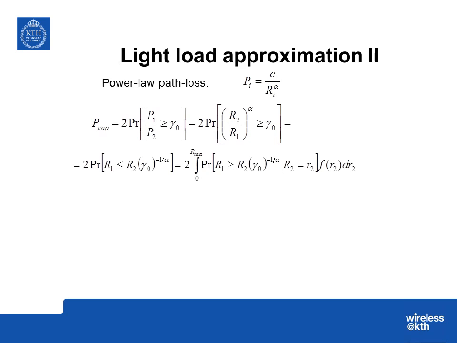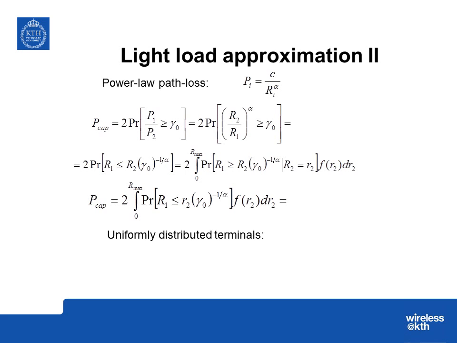And expanding this expression, we get an integral. If we then condition on R2, the random variable capital R2 equal to small r2, we can multiply with the density function of the distance R2, and then we can decondition on R2. And even further simplified, we get this expression plugging in that small r2 is equal to capital R2.